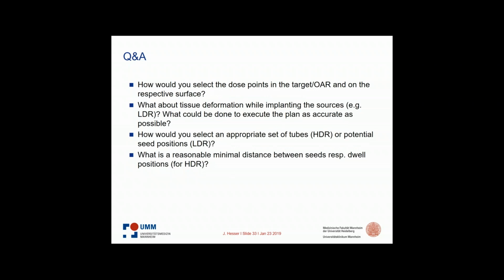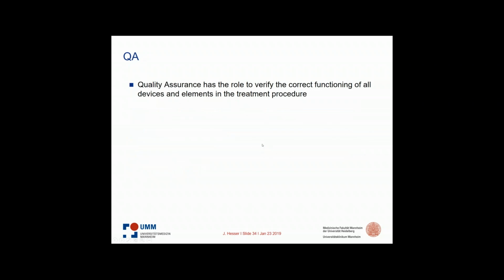So this was essentially the planning process. We have now seen the workflow for the planning. You've seen the dose model, how to calculate the dose for the planning. We have seen how that's calculated in the treatment planning, and what things are generally to be considered. And now we come to the QA in detail, the quality assurance. And here comes its role: it's to verify the correct functioning of all devices and elements in the treatment procedure.